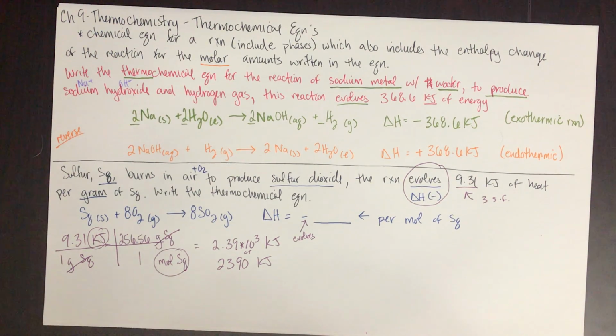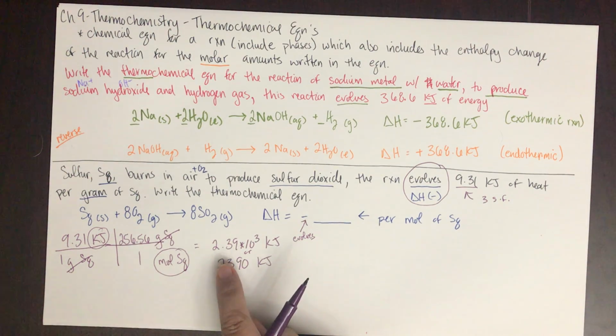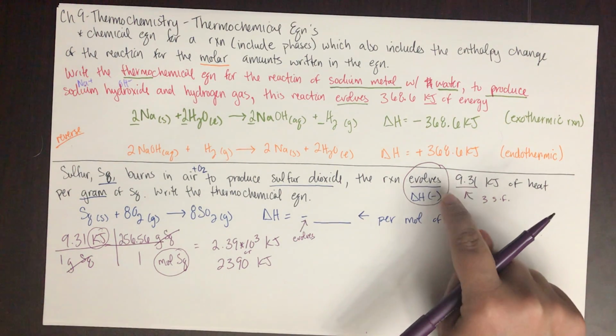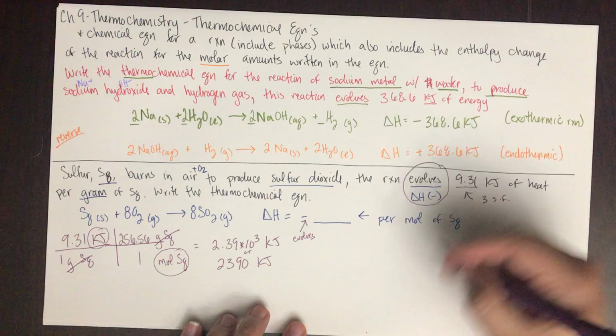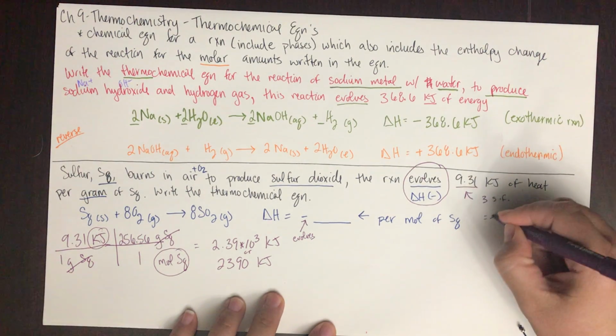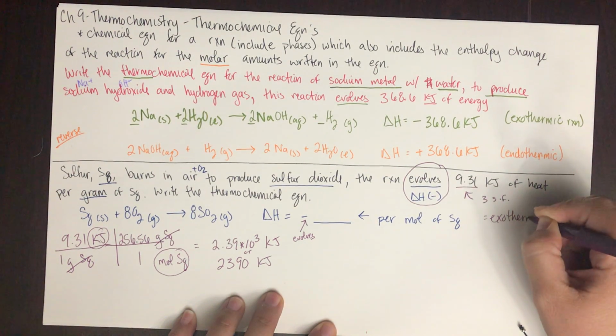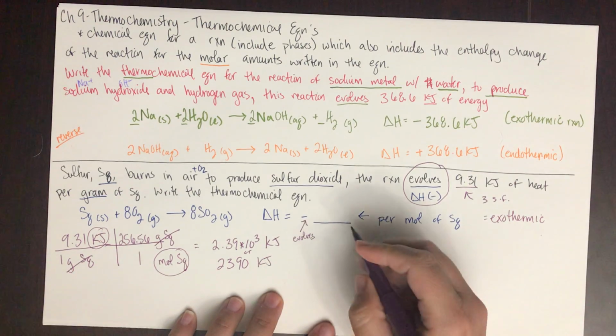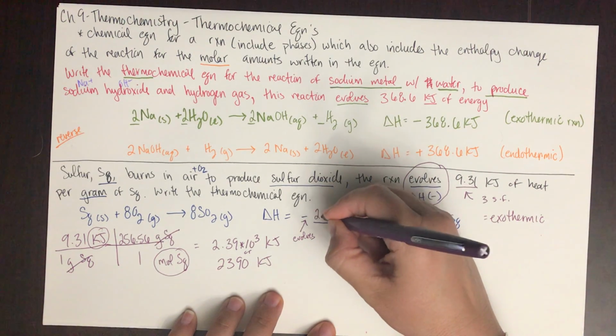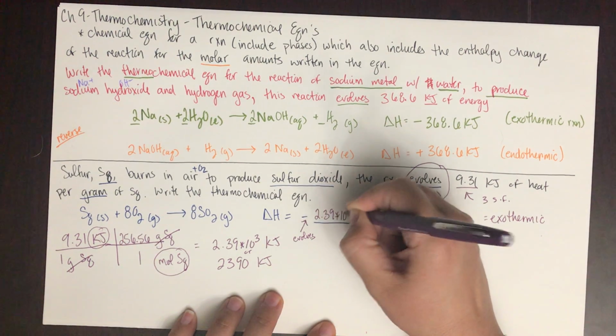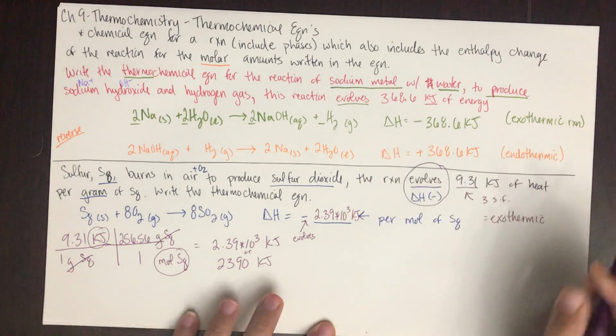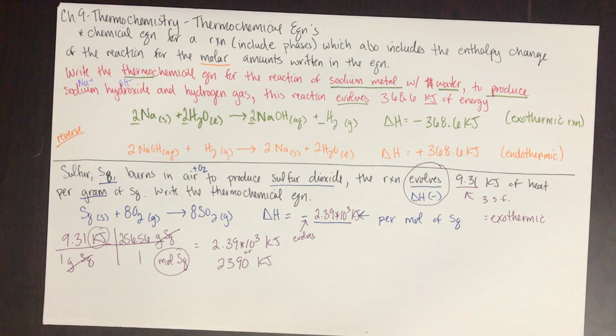You would get some partial credit, but it would not be totally correct because you're telling me that it's a positive number, and it's not, because this reaction is evolving this much heat. It's an exothermic reaction. So delta H is negative 2.39 times 10 to the third kilojoules. So that is an example of writing a thermochemical equation.